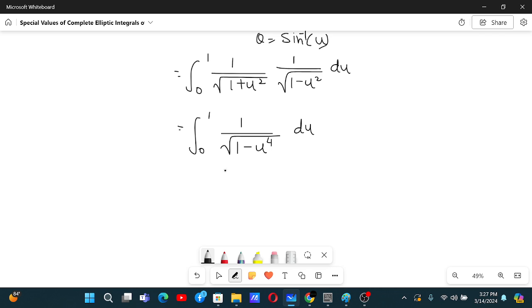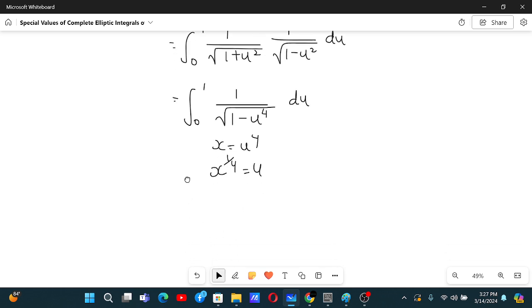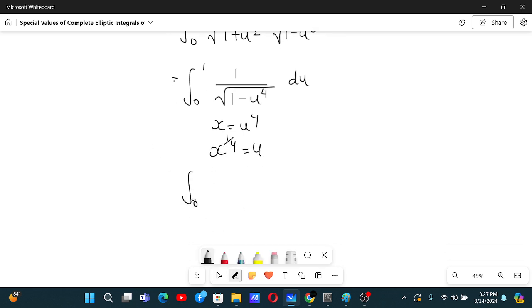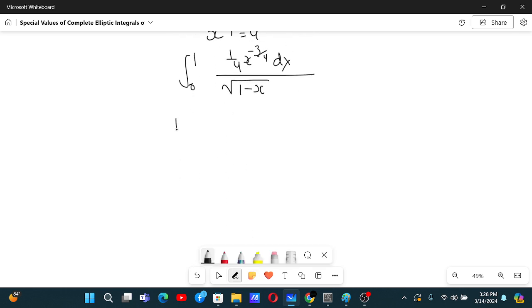Now let's make the substitution x equals u to the power 1 by 4. That gives x to the power 1 by 4 equals u. And so we have the integral from 0 to 1 again, and then du will be 1 by 4 x to the power minus 3 by 4 dx, by this square root of 1 minus x. Take the 1 by 4 outside, and we have the integral from 0 to 1 of x to the power minus 3 by 4 times 1 minus x to the power minus 1 by 2 dx.